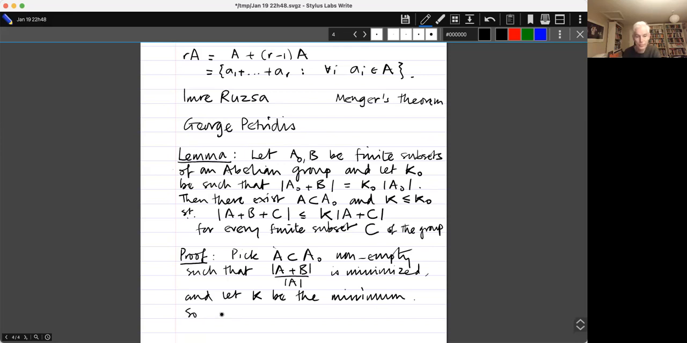So we get that the size of A plus B is equal to K times the size of A, and A dashed plus B has size at least K times the size of A dashed, I should have written that, very important, for all A dashed subset of A naught.